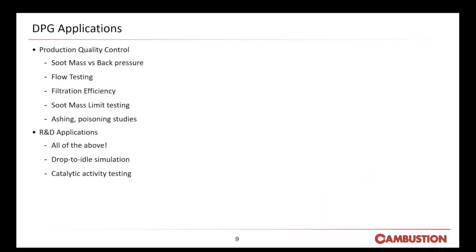Now we're going to talk about what the DPG can do, looking at the actual specific applications, starting with soot mass and backpressure testing, then some flow testing, filtration efficiency with both particle number and particle mass based systems, and the differences or similarities between them. Then look at some regeneration testing with soot mass limit or drop to idle testing, finishing up on some ash and poisoning, and then some R&D applications.